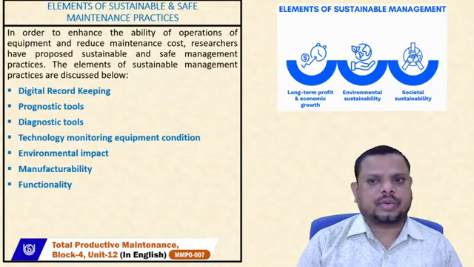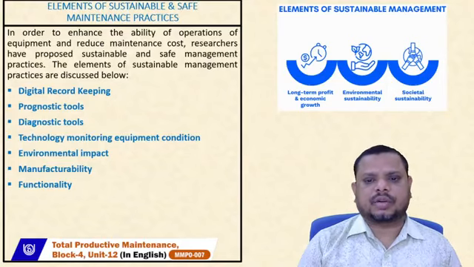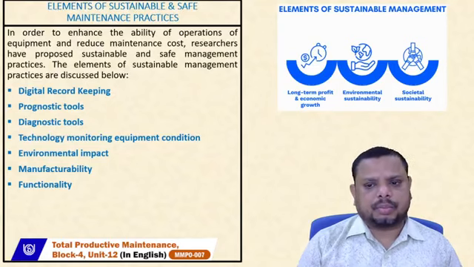Whenever you focus upon sustainable management, there basically consist of three elements. So let's understand what the three elements are. The first element is long-term profits and economic growth. This is the most important objective of sustainability for many types of organizations.